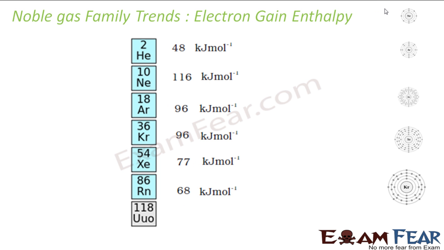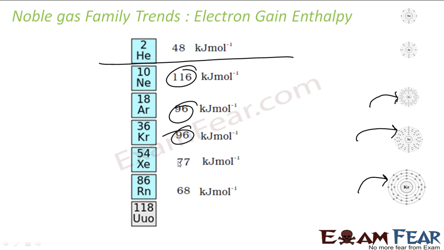The next is electron gain enthalpy. See, electron gain enthalpy, actually, the trend is you have to ignore the helium part and then talk about the others. Then if you see, if you go down the group, the electron gain enthalpy value is decreasing. Why? Again, the same reason. The atomic size is more. Electron gain enthalpy is amount of energy required or emitted to add an electron. Now, since they are already stable, they don't want an electron. So, even if you want to give an electron to these guys, you need to provide energy. And thus, all the values you see are positive values.